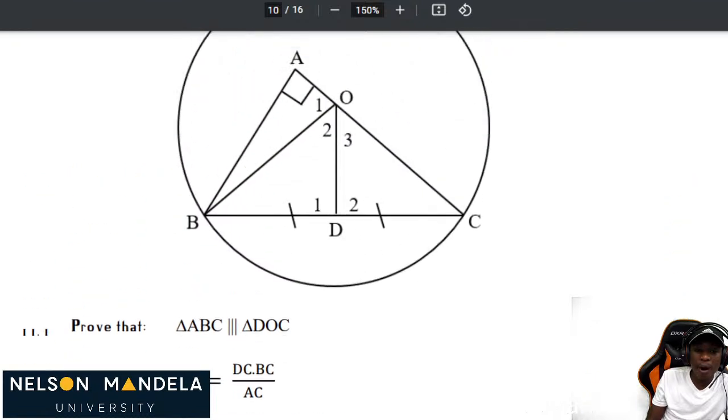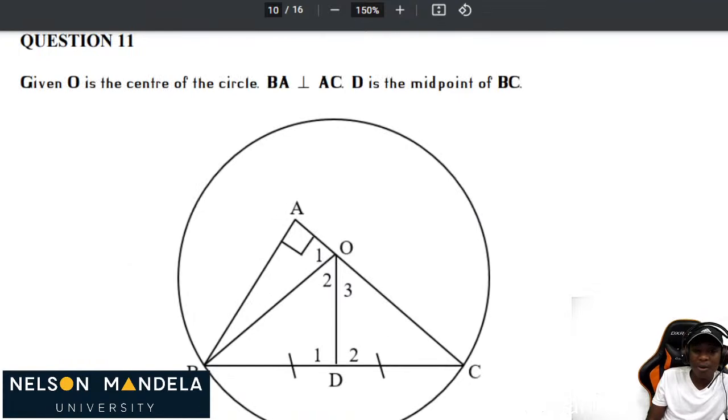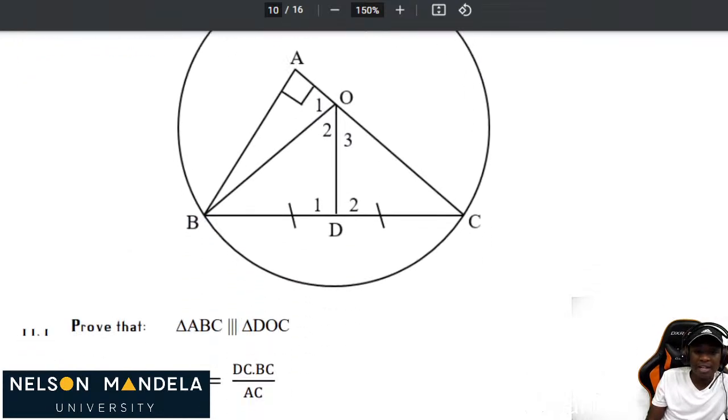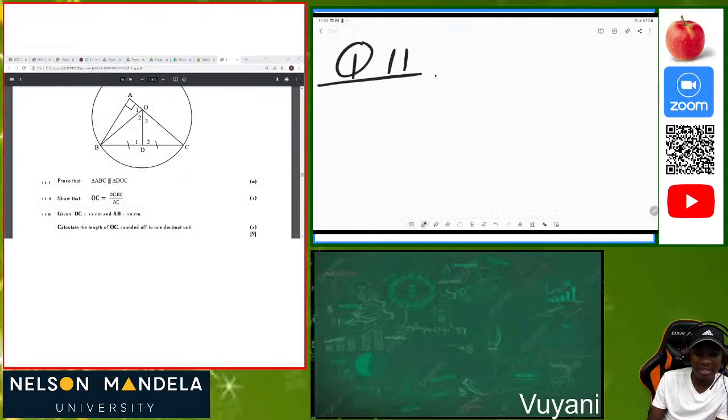Now prove that triangle ABC is equal to triangle DOC. Where is triangle ABC? Let's check it out together. Triangle ABC, the big triangle, is equivalent to the smaller triangle DOC. Do we see that angle C is common in both triangles? So how do you do that? Always start by writing down so that the exam marker will see that you know what you're doing.